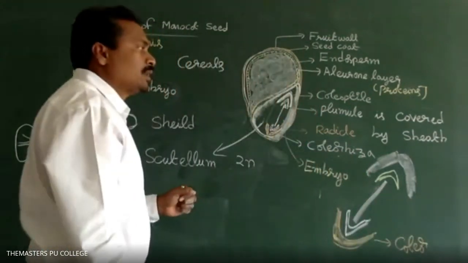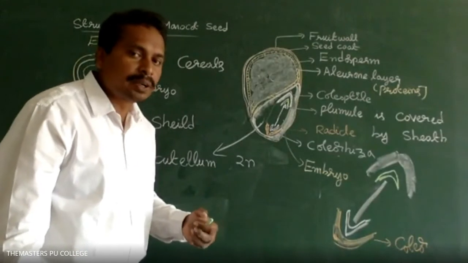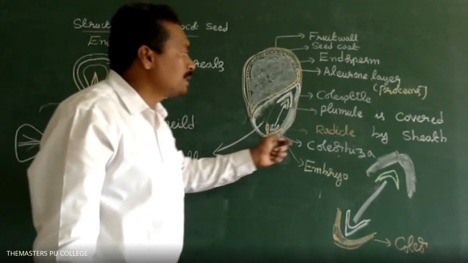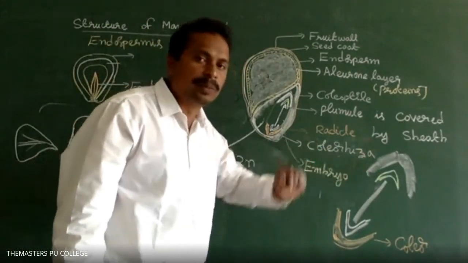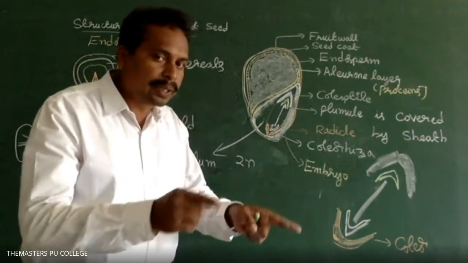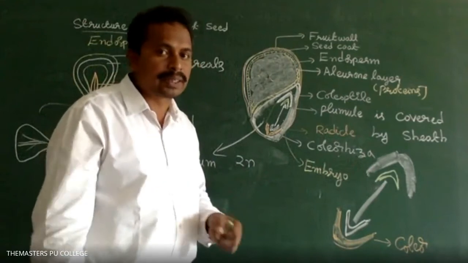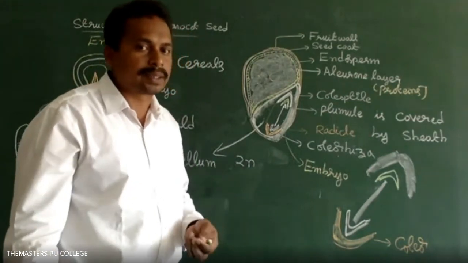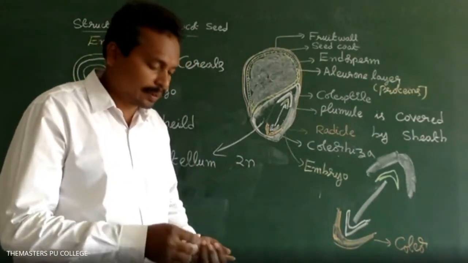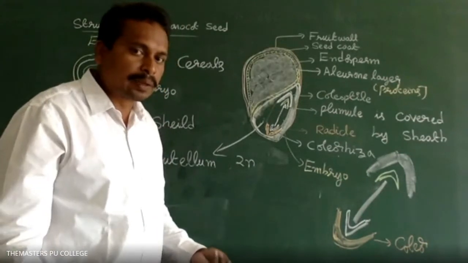Coleorhiza is the protective sheet of the radical. Coleoptile is the protective sheet of the plumule. Plumule is covered by the coleoptile, whereas radical is covered by coleorhiza. Is it clear, and do you have any notes regarding this? Coleoptile and coleorhiza?